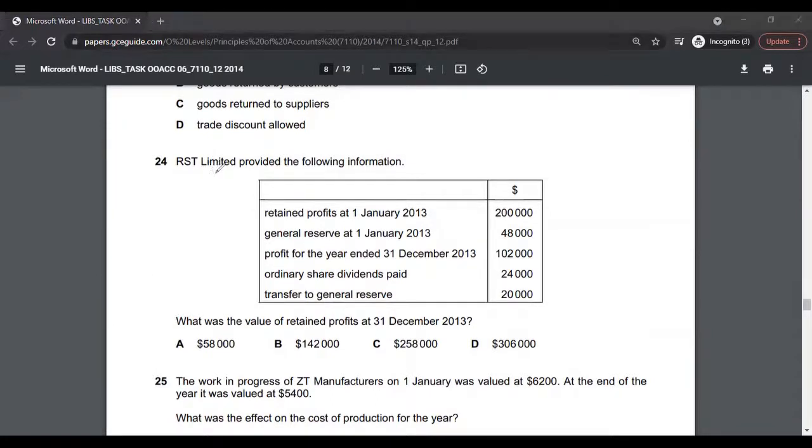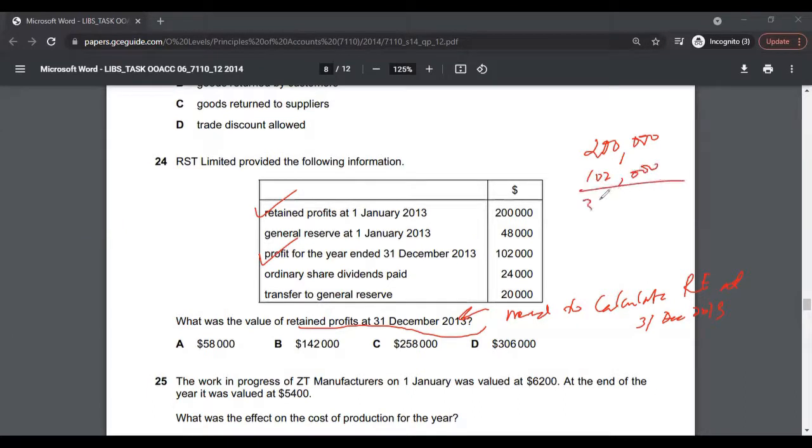Multiple choice 24. RST Limited provided the following information. What was the value of the retained profits at 31st December 2013? We need to calculate RE at 31st December 2013. We will start from the beginning retained earnings, $200,000. We will add the profit, 102,000. So that's 302,000 total retained earnings.